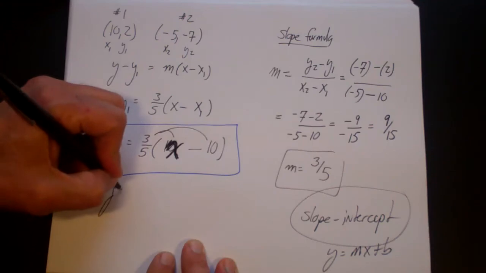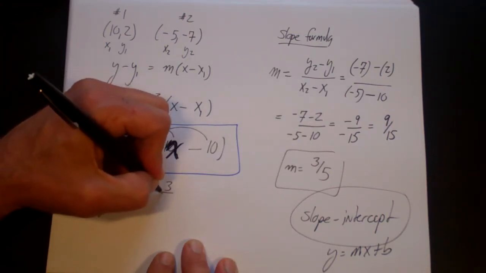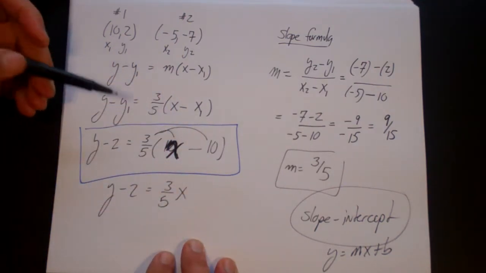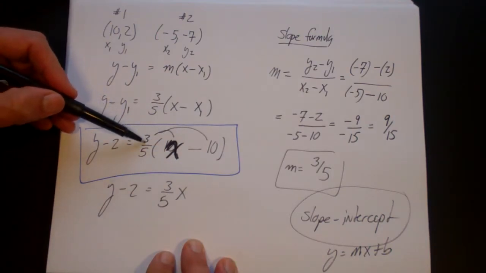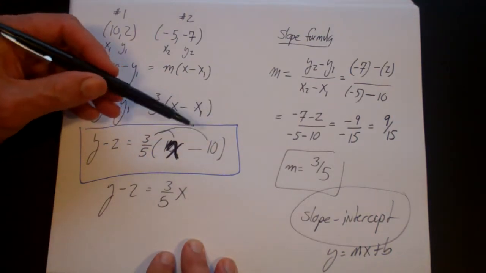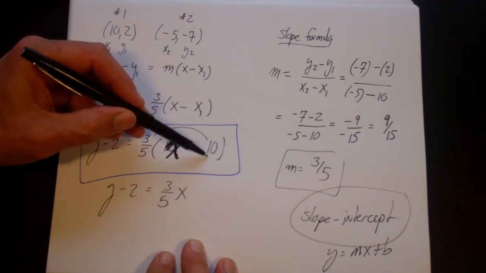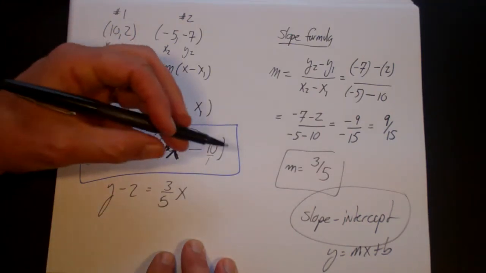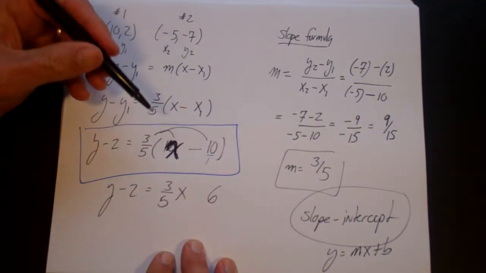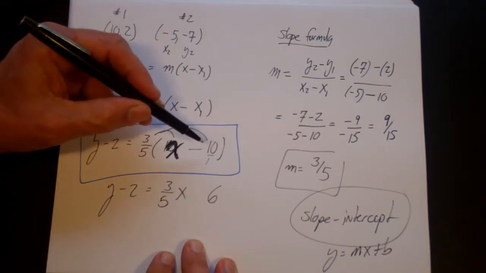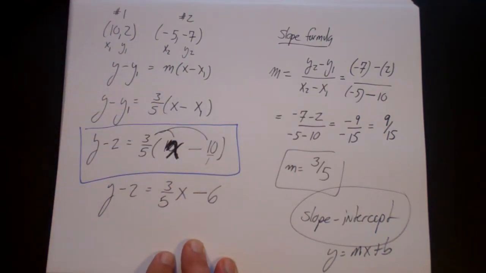So I get y minus 2, 3/5 x, right? Because 3/5 times x is 3/5 x. Now it's 3/5 times 10. That's going to be, remember 10 is 10 over 1, so that's 30 over 5 or 6. Now let's see if it's positive or negative. That's a positive number times a negative number, which is a negative number.